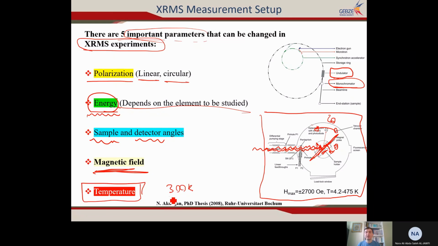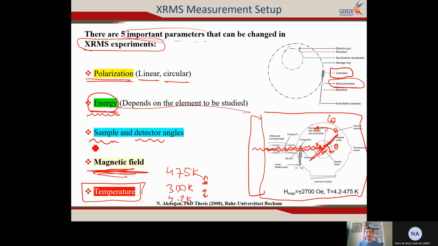You can carry out experiments at very low temperatures, and you can carry out experiments at high temperatures, or you can select and set temperatures between these temperatures, okay? So these are the 5 important parameters that can be changed within this setup. As I told you, at least polarization, energy, and magnetic field can be changed during this type of measurements.